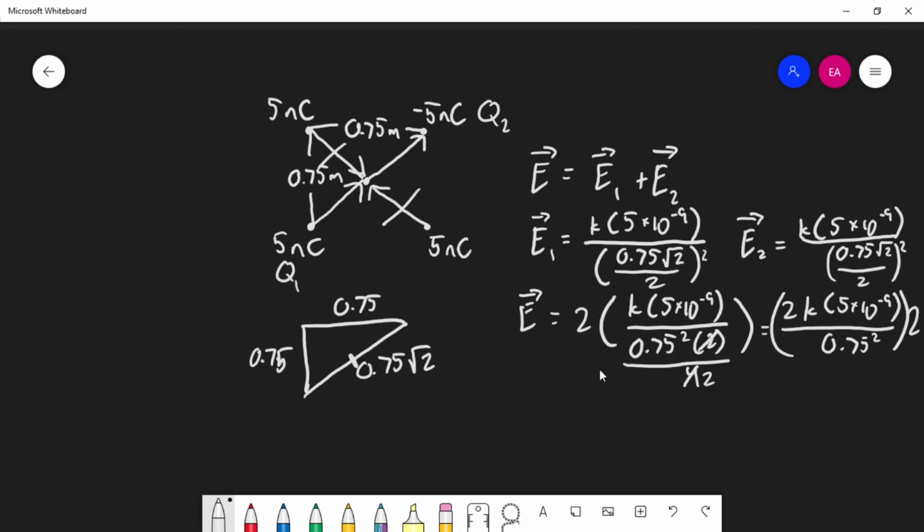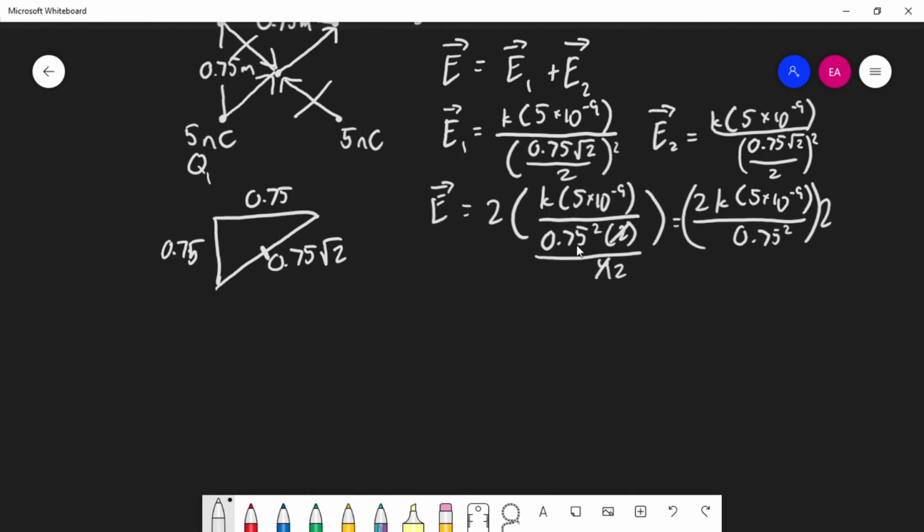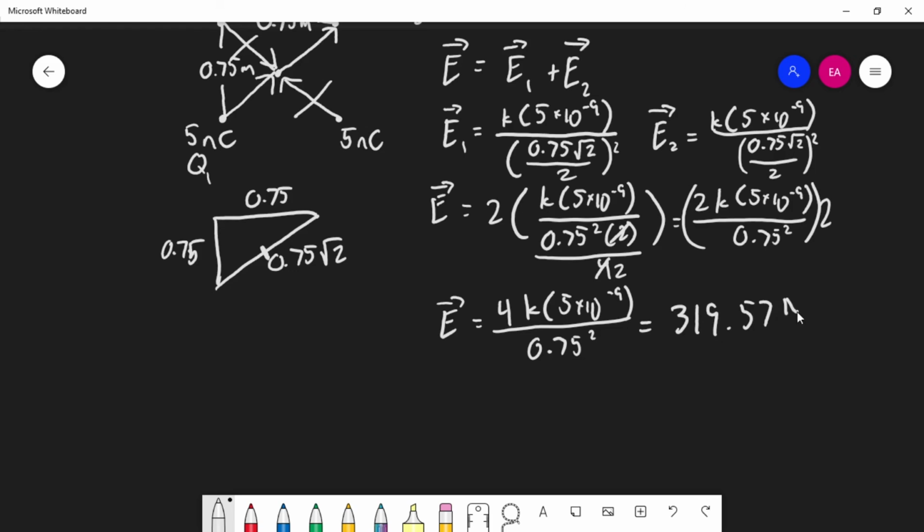So the total electric field then becomes 4 times K times 5 times 10 raised to negative 9 all over 0.75 squared, and computing that through our calculators, we would get the value of 319.57 newtons per coulomb, and that is our final answer.